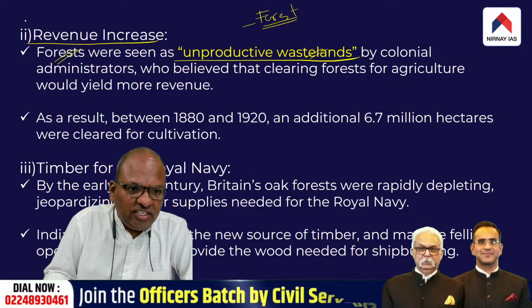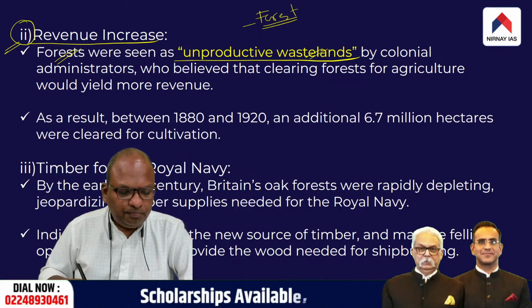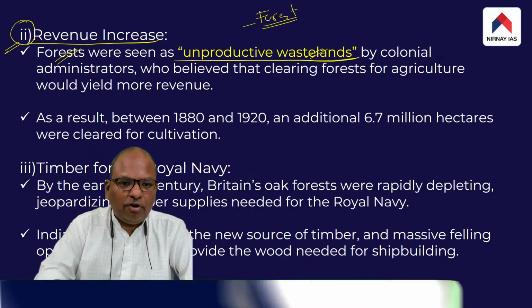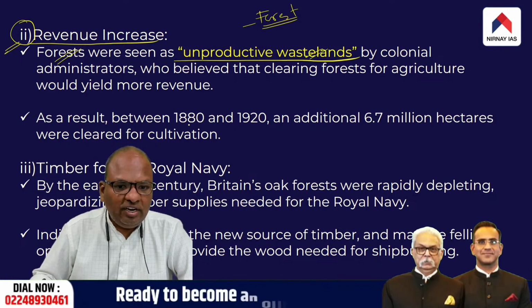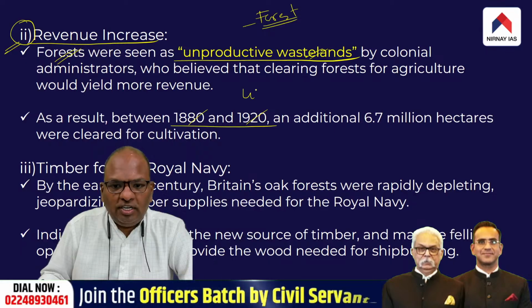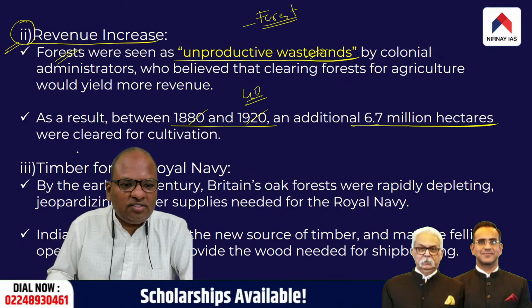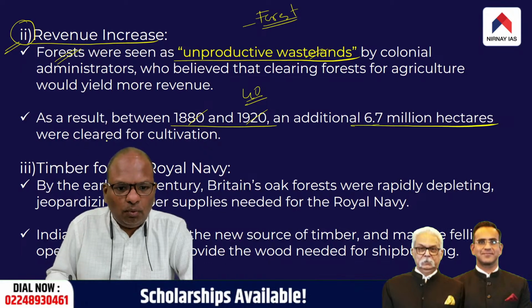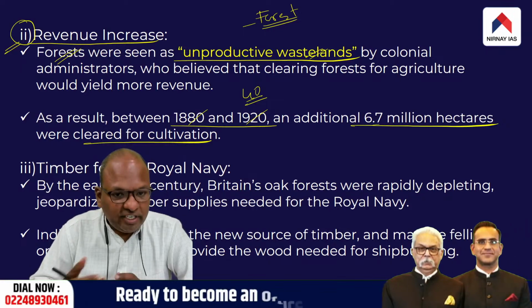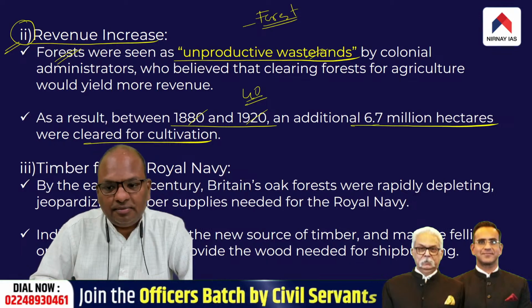So the British deliberately, with the view to increase their land revenue, began going ahead with deforestation. For example, between 1880 and 1920, just in a span of about 40 years, 6.7 million hectares of forest land was cleared for cultivation. So the point is, the British viewed forest as unproductive wastelands.